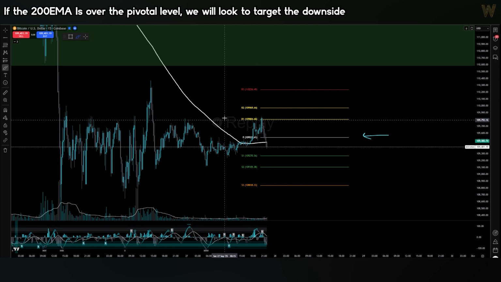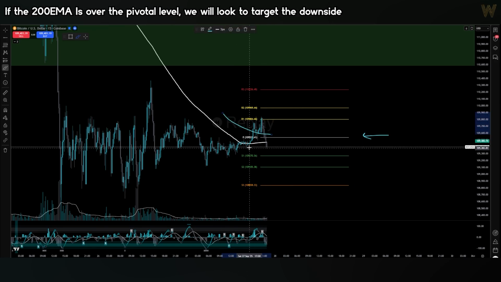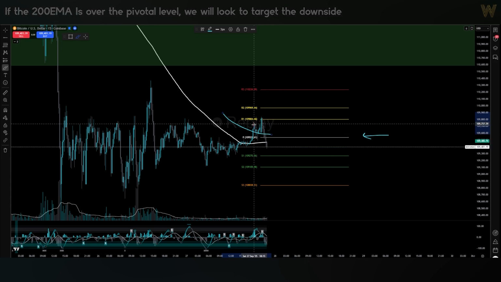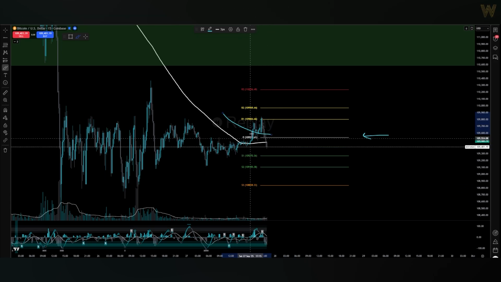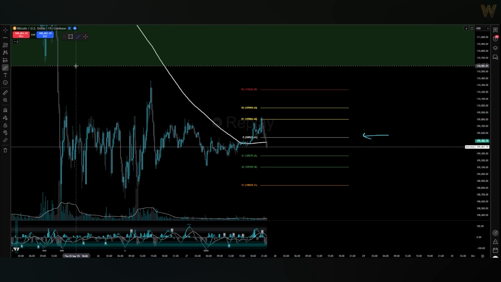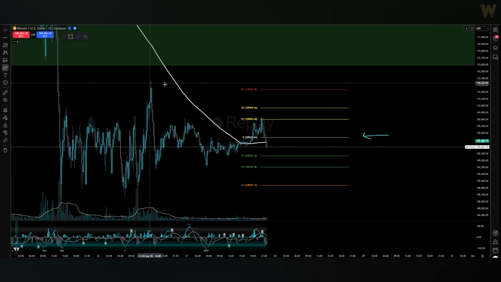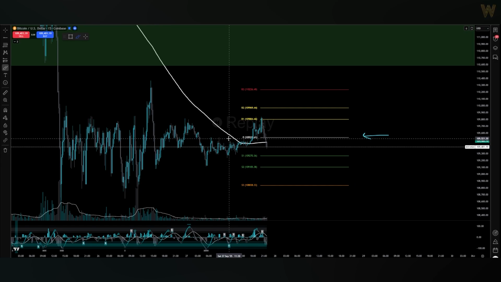If it's the opposite, or in the case of a 200 EMA trending downwards with it being above the pivotal level, then we assume that the targets are to the downside and we should expect bearish price action. Now, of course, like any strategy, there will be discrepancies. There will be days where you are chopped up, or days where the direction is not so clear. But in this case, I feel like we have a good example to go off of.